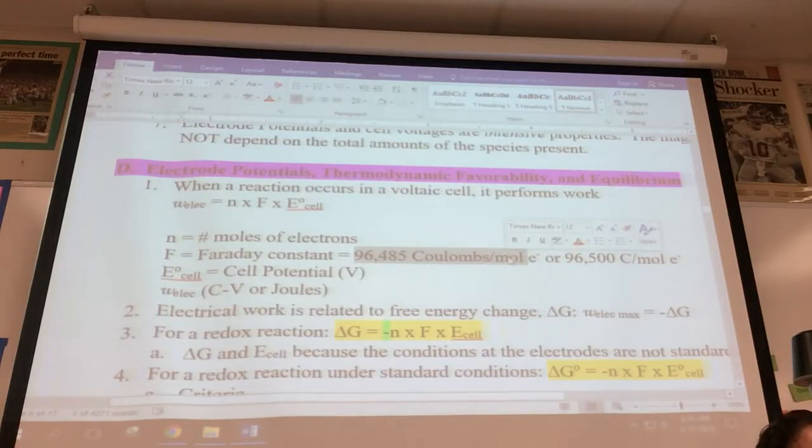I was going to say the back of your periodic table, but it's really your reference sheets. You can simplify it to this, or honestly, in many cases, in a multiple choice situation, I'll use 1 times 10 to the 5 just for simple multiplication skills. And that will be coulombs per 1 mole of electrons. E cell is the cell potential, that's in volts, and electrical work is coulombs times volts, or joules, and you'll see the cancellation of units as we work through.